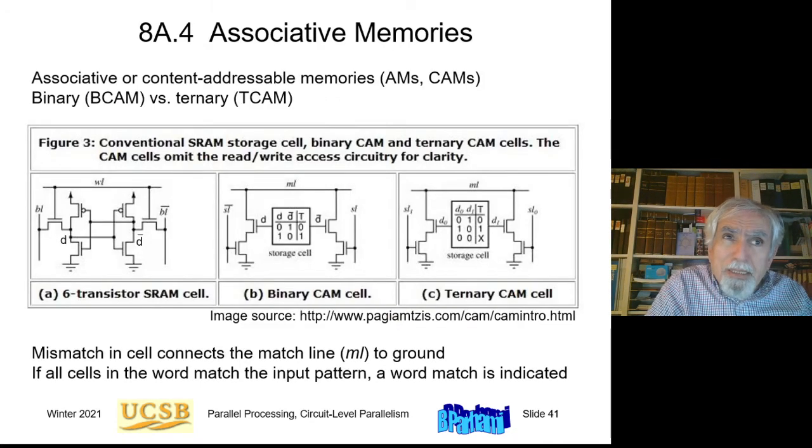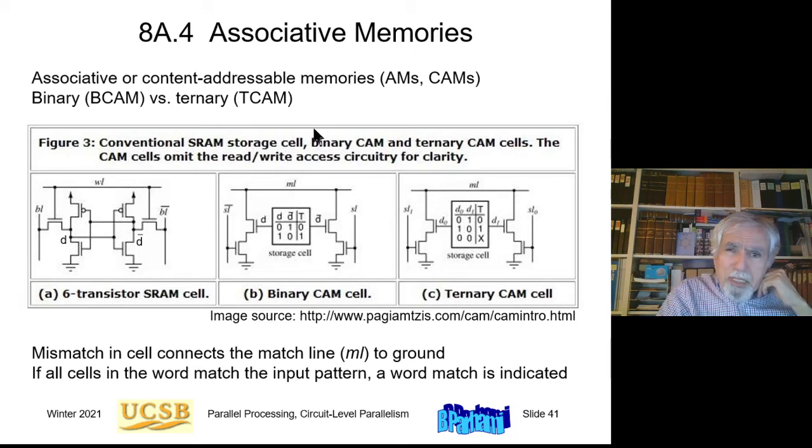Okay, the next topic that I want to discuss is that of associative memories. I mentioned that associative memories represent the oldest parallel processing technology. So let me describe what associative memories are. These are sometimes also known as content addressable memories. So AMs, associative memories, or content addressable memories, or CAMs, are the same thing.